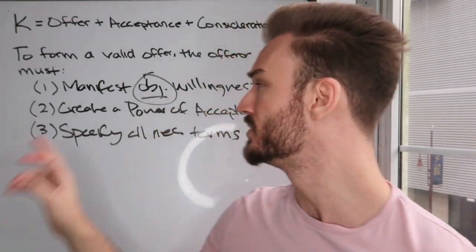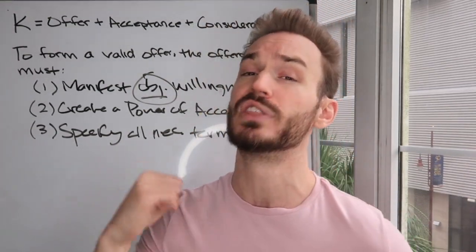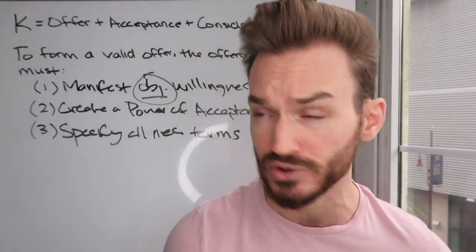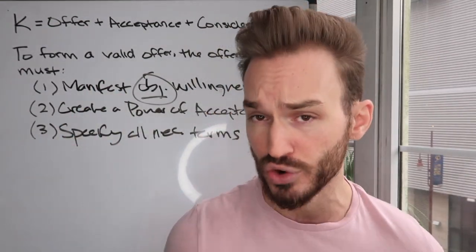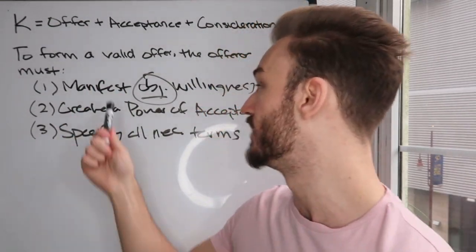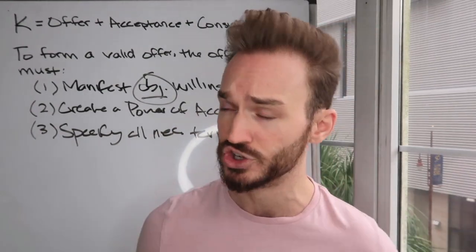So the key with this first element is all about the objective test. We don't care what the offeror's hidden subjective intentions are. If the outward actions and appearances of the offeror manifest a willingness to enter into the agreement, that's going to be enough to satisfy this first element. We don't care about subjective hidden intentions, okay?